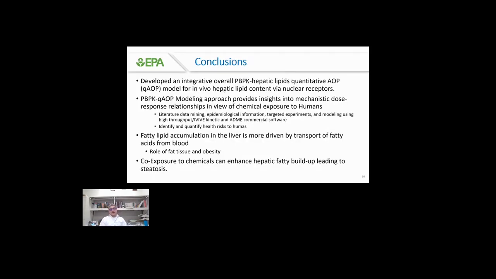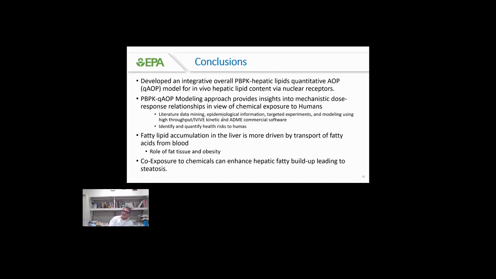So in conclusion, we have developed an integrative overall PBPK hepatic lipid quantitative AOP model. That approach provided insights into mechanistic dose response relationships. We used data from the literature and also epi data whenever available, and targeted experiments like the ones done in vitro that we were lucky to have available, and obviously the modeling efforts that we did. All of this can help us identify and quantify health risks to humans when it comes to exposure to chemicals that can behave similar to the ones we studied here.